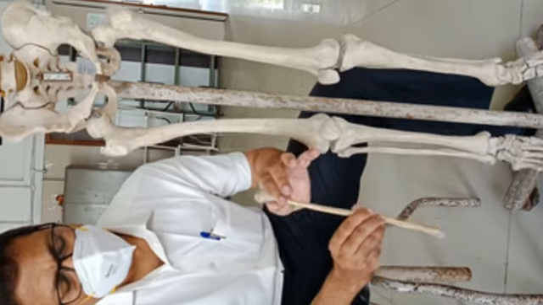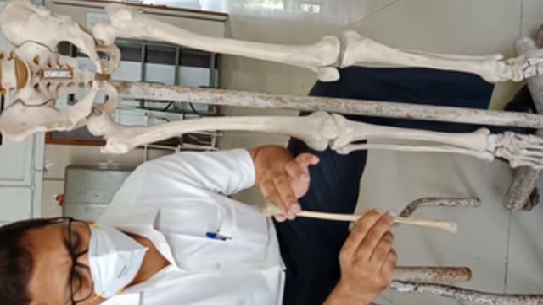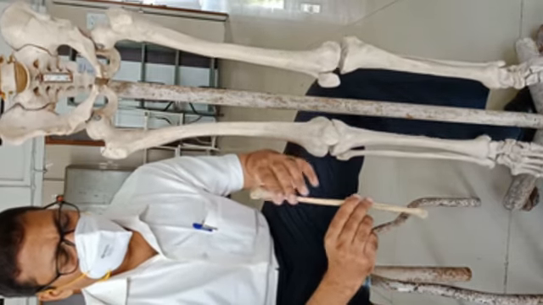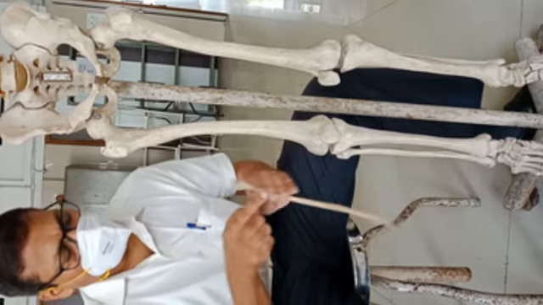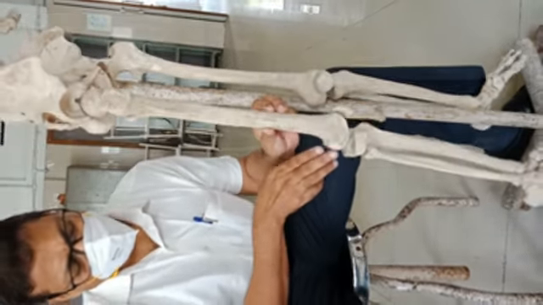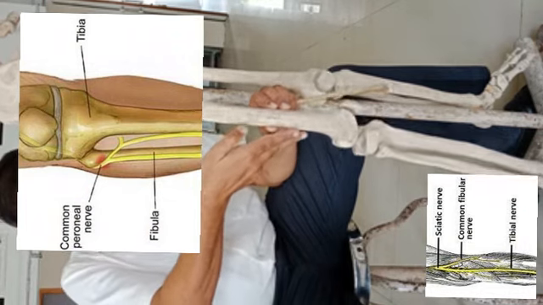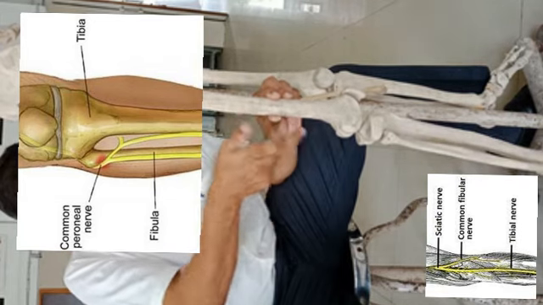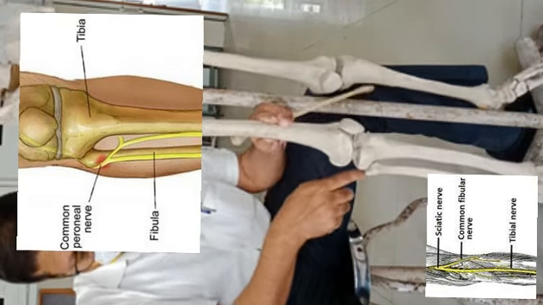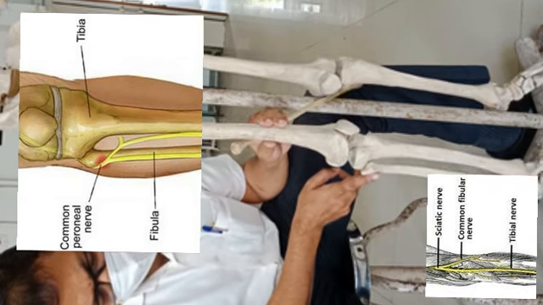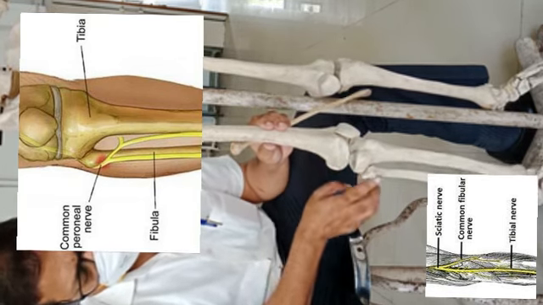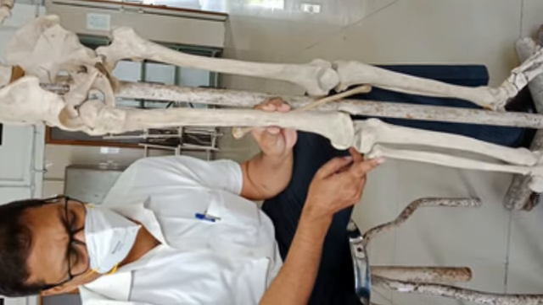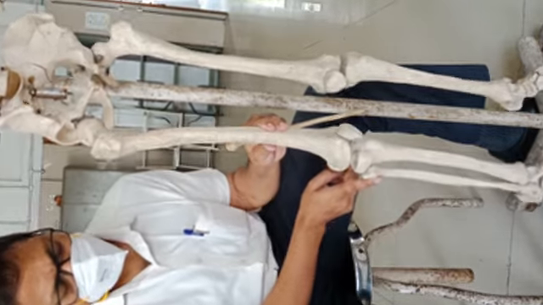Then this constricted part is called the neck. Very, very important: clinically, fracture of the neck of the fibula. Once we study the popliteal fossa, we will see that the sciatic nerve comes and divides into the common peroneal part laterally and the tibial part. The common peroneal nerve comes here, lateral to the neck of the fibula, and is divided into superficial and deep parts. So if there is any injury at the neck of the fibula, this nerve gets injured.